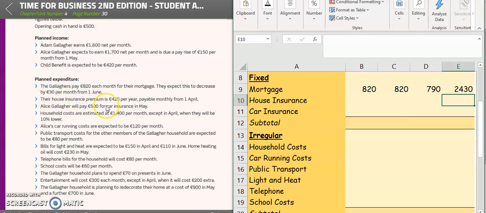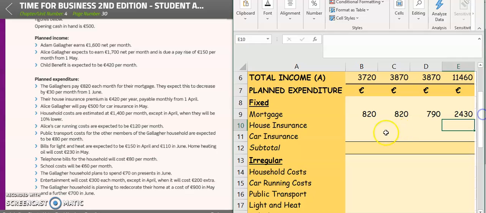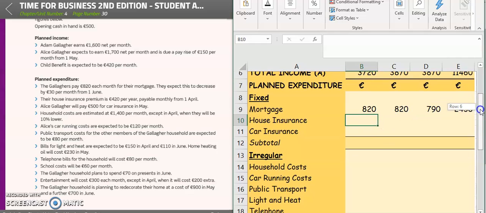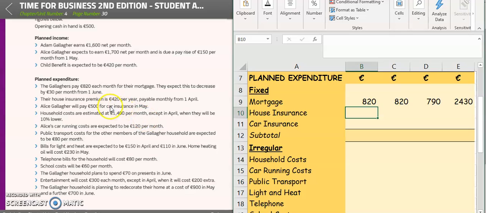Your next item then is house insurance. Their house insurance premium is $420 per year, payable monthly from the 1st of April. So we need to go to the box for the 1st of April, which is here. It's telling us that the total for the year is $420, but they pay monthly. So in your calculators, you're going to put 420 and divide it by 12 because there's 12 months in the year. So per month, they're going to pay $35. April $35, May $35, and June $35. Your total then is 35 plus 35 plus 35, and that's going to give you 105.